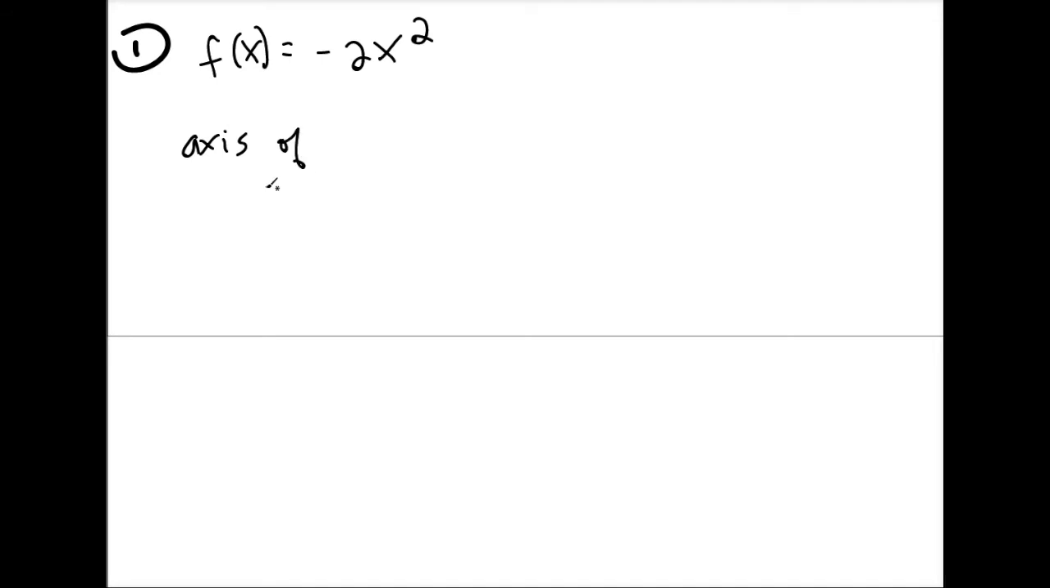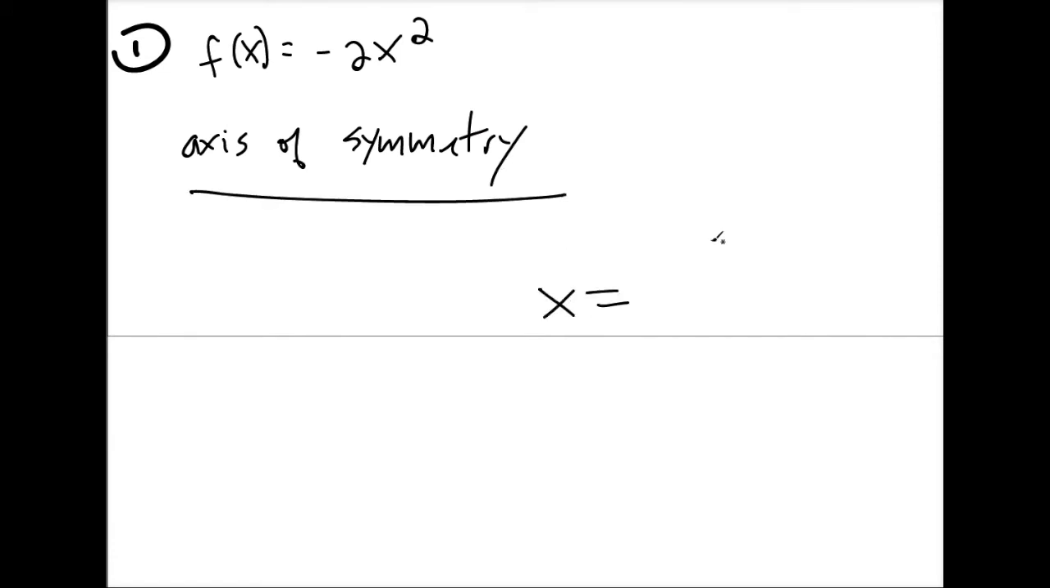Because the axis of symmetry is really x equals whatever the x value of the vertex is. So let's say this is the vertex. Then the axis of symmetry is x equals 3. It's just whatever that x value is.